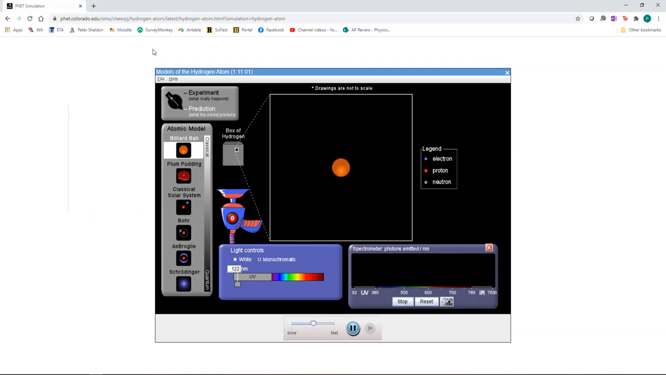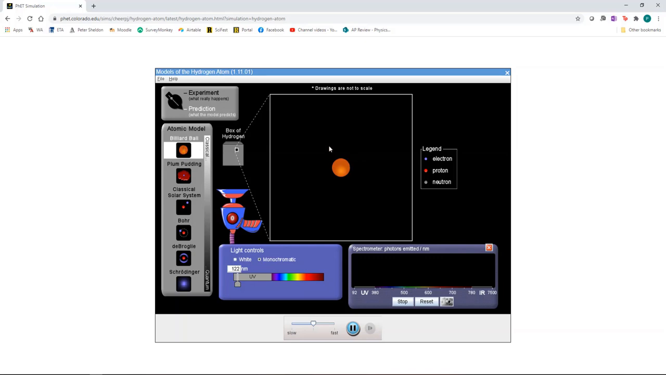So here I've got, I don't know if you remember seeing some of these PhETs. They're physics simulations. They're pretty fantastic. phet.colorado.edu. If you go to the PhET site and look up the hydrogen atom, there's this fun little simulator with the different models of the hydrogen atom.